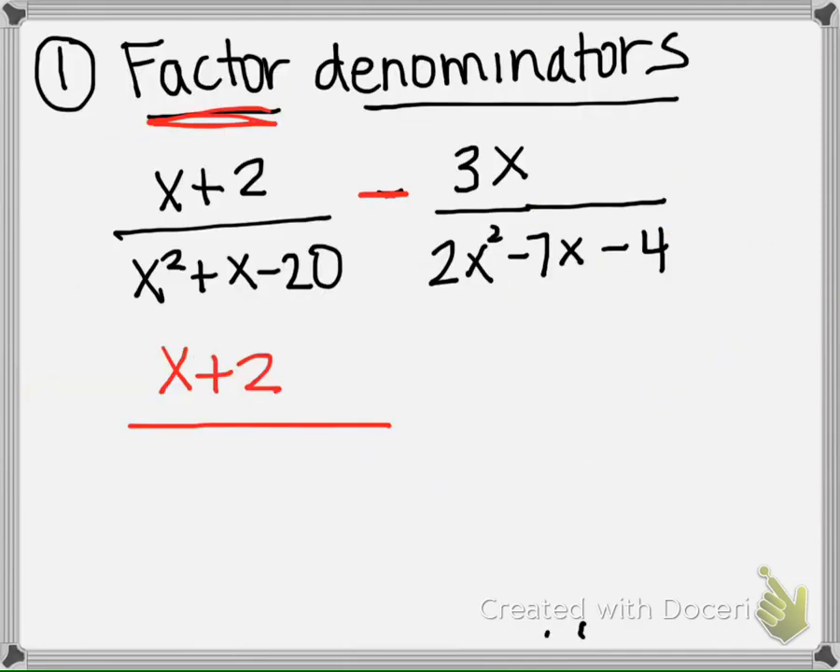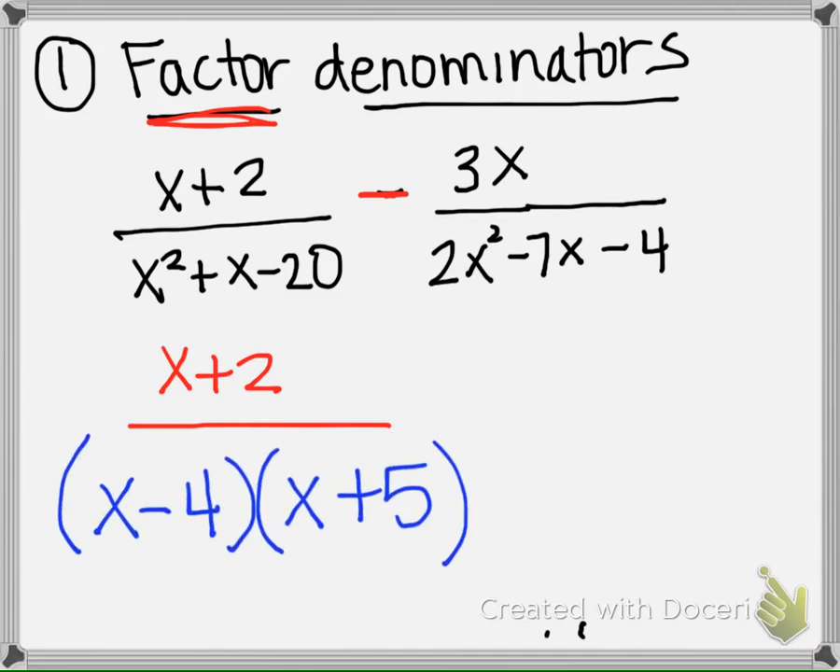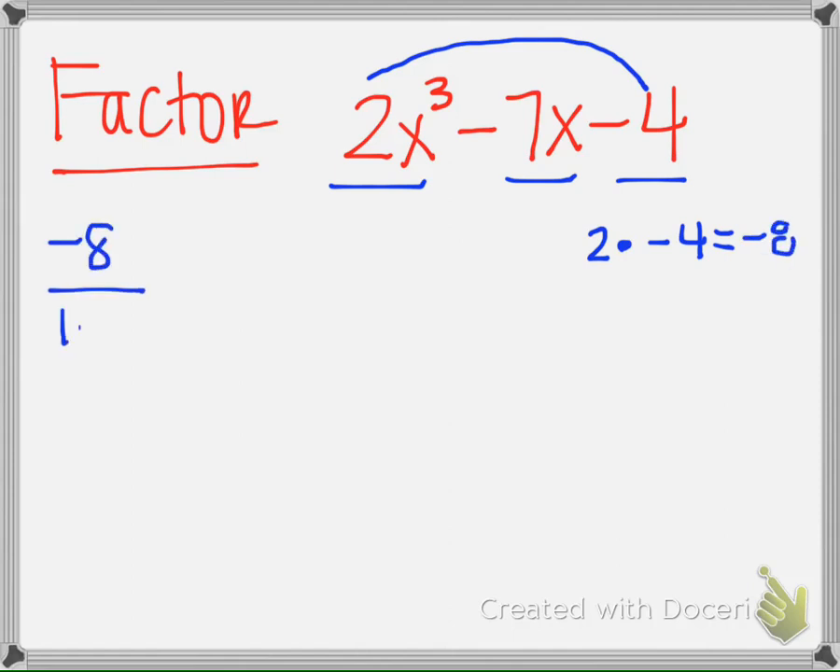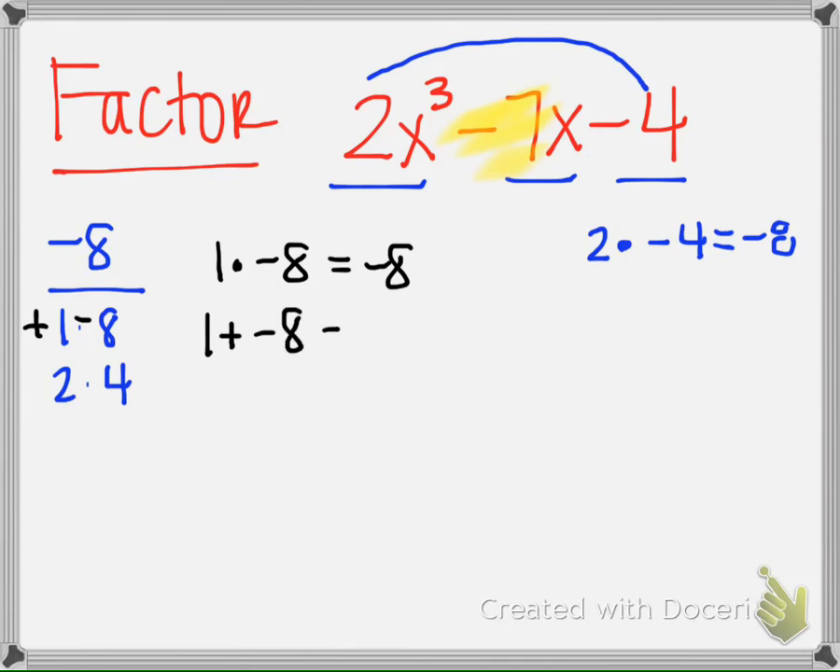Okay, so if we go back to our original problem, we now know that our denominator as factored is now written like this. Now let's go ahead and do the same thing for the other denominator. First of all, we have a trinomial, so we're going to take a times c. 2 times negative 4 is negative 8, so we need to think of numbers that multiply to 8, but they have to add or subtract to negative 7. So if we had positive 1 and negative 8, they would multiply to negative 8, and they would combine to make negative 7.